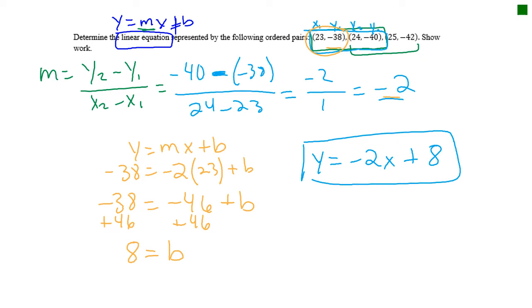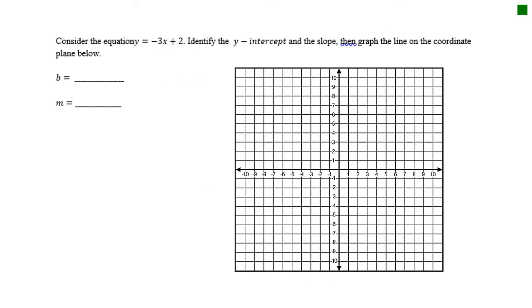Alright, so there you go, I have my linear equation. In this one, you have to find the slope, then plug in points to find b, then write my linear equation. Can you guys try number 8? Alright, we're almost done with the notes.